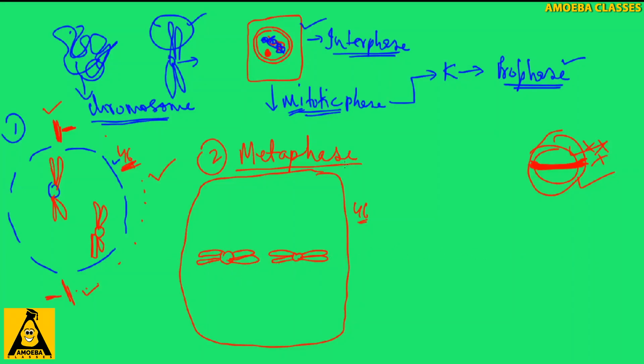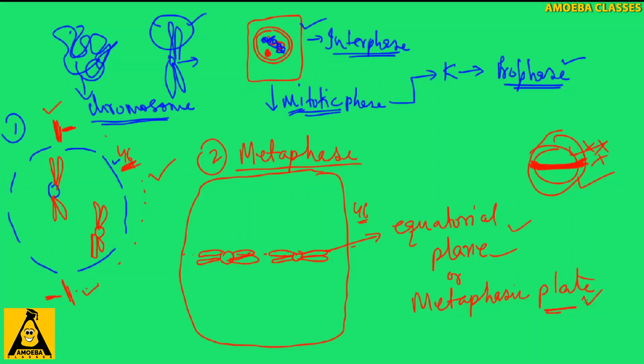So in metaphase, what exactly is happening? The chromosomes are aligning and forming a single line, and this structure that will be forming, we will be calling it the equatorial plane, or we will be calling it the metaphasic plate. Because it is a flat structure, we call it the metaphasic plate. So, equatorial plane or metaphasic plate.